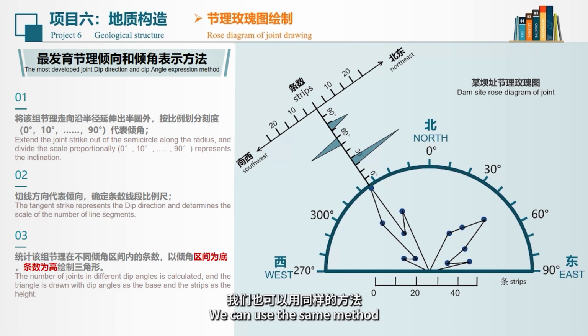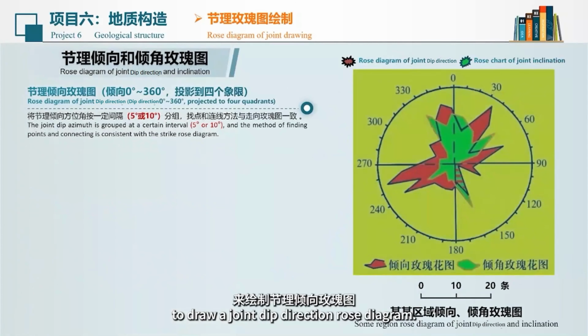We can use the same method to draw a joint dip direction rose diagram. Note here that the dip direction is a ray. Its angle ranges from 0 degrees to 360 degrees, so we need to project onto 4 quadrants, meaning we use the entire circle as the base for the drawing.